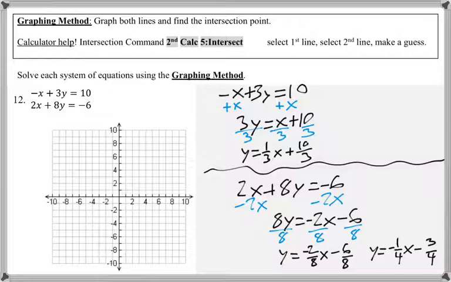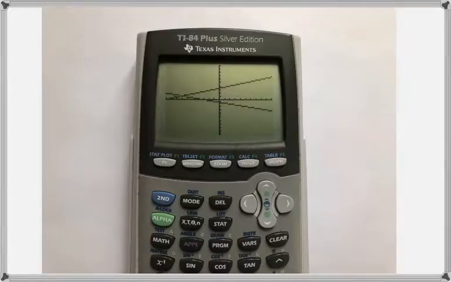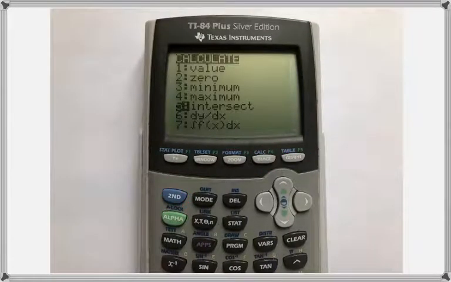So I have my two lines. So I want to type those in to my y equals in my y1 and y2. Then if I press graph, this is what my graph looks like. So then I want to press second calc or second trace to get to the calc menu. And I want to choose number 5, which is the intersection command.